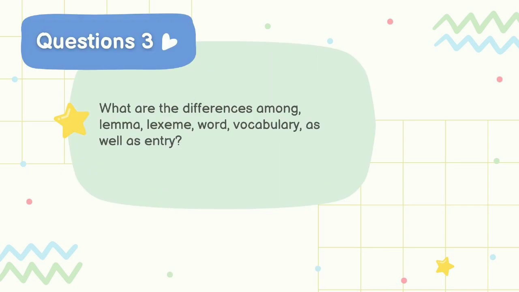Number three, what are the differences among lemma, lexeme, word, vocabulary, as well as entry? The differences among lemma, lexeme, word, vocabulary, and entry: lemma is the abstract representation of a word that connects a concept with its meaning. It is chosen during the formulation stage when a relevant word is needed to express an idea.